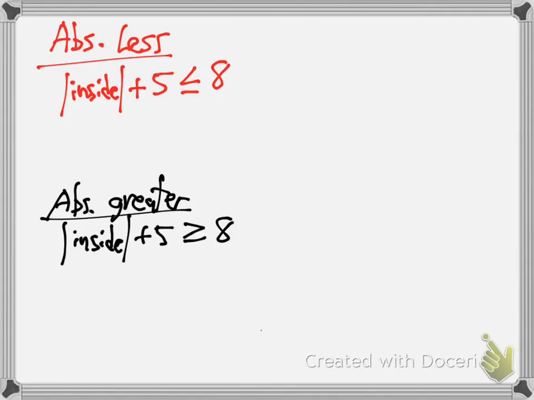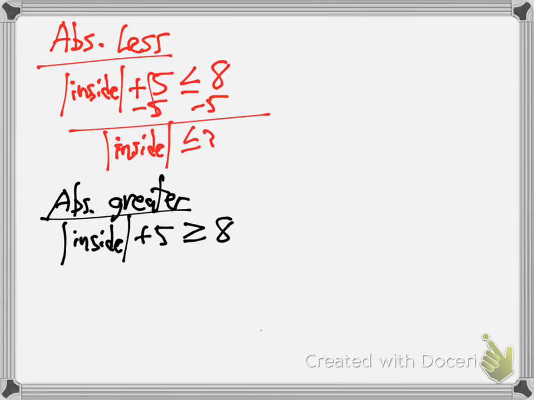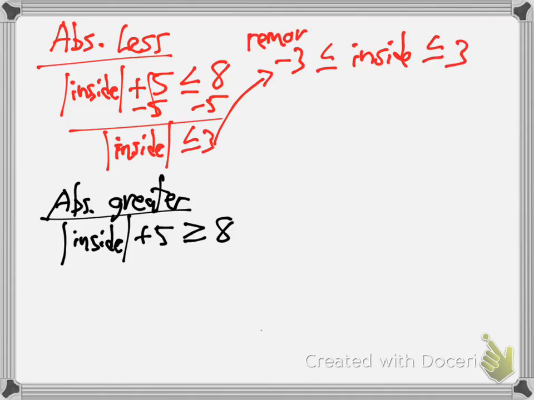Okay, so how do we do absolute value of the inside plus 5 less? So the first thing in both cases is just get rid of that number in the front. You don't want that thing there. So just get rid of that. Good to there. And now we do something with that. How do we do it? Well, you have to make it a triple. You remove it. Just say removed.